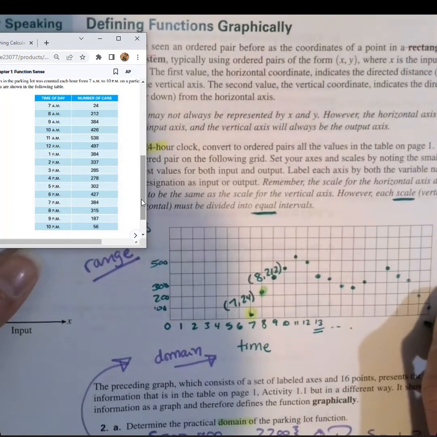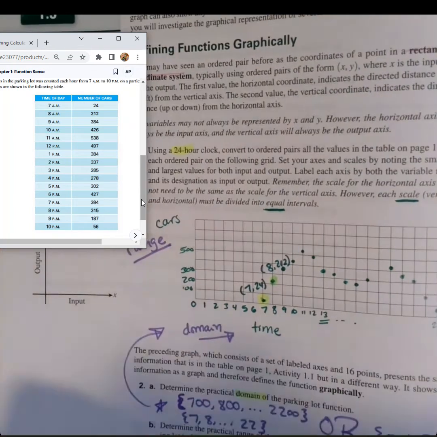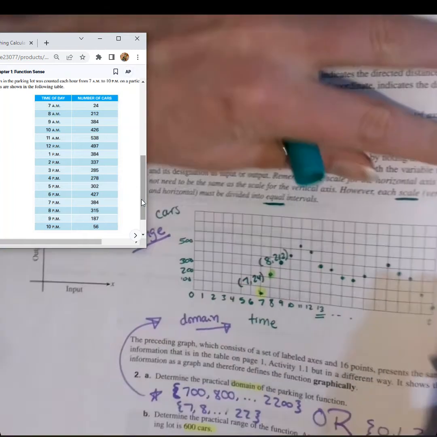All right, so this last marker here, my pen's running out. Let me get a new pen. This last marker here must be 2200.